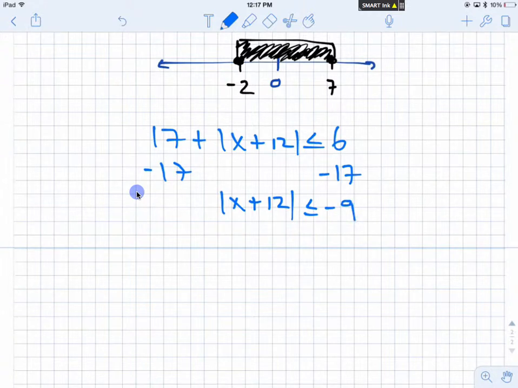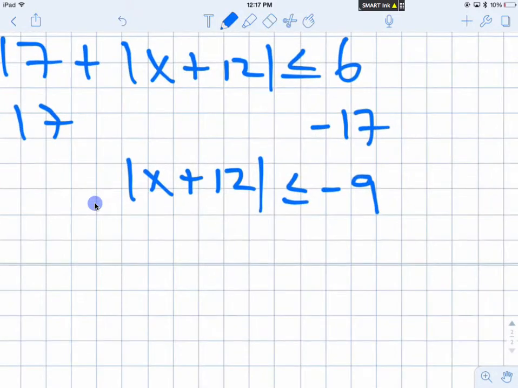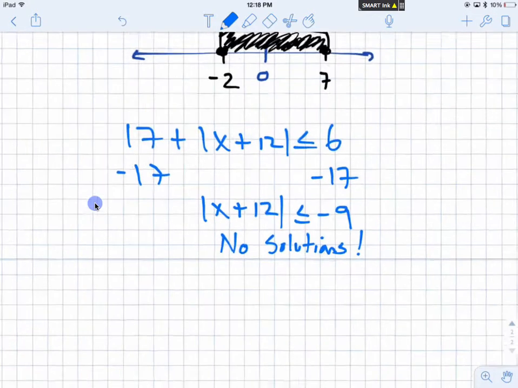Wait a second. That's impossible. That can't work. That doesn't happen. Immediately we see we have the absolute value of something less than or equal to negative 9. Not going to happen. No solution. So I just urge you to keep that in mind. Let's write this a little bit neater, shall we? Keep that in mind as you're making your way through, that if this is ever the case, you are done. There are no solutions to that inequality.